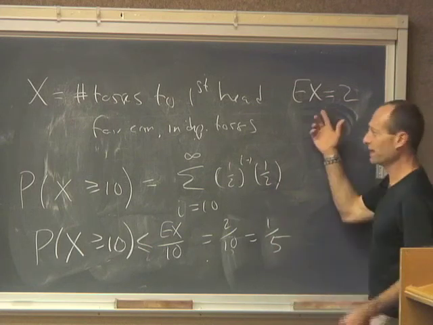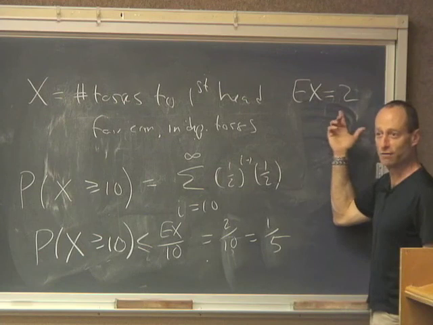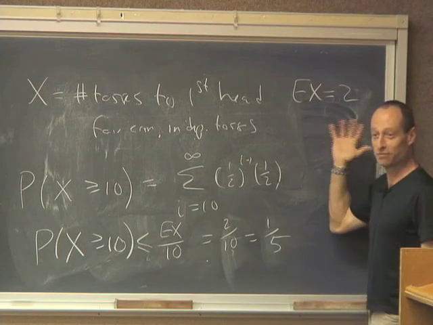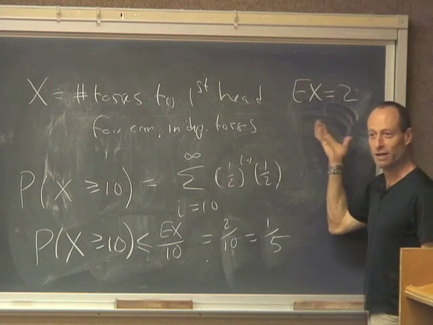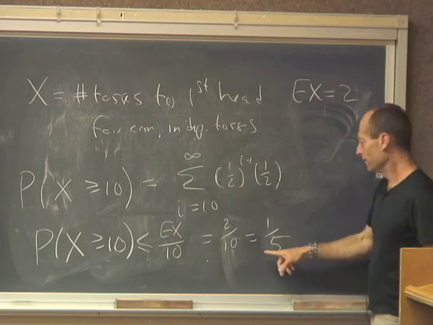All right, because the number of tosses can't be negative, right? The probability that it takes a positive number of tosses is 1. This is a non-negative random variable. Okay? Is this going to be a good bound?